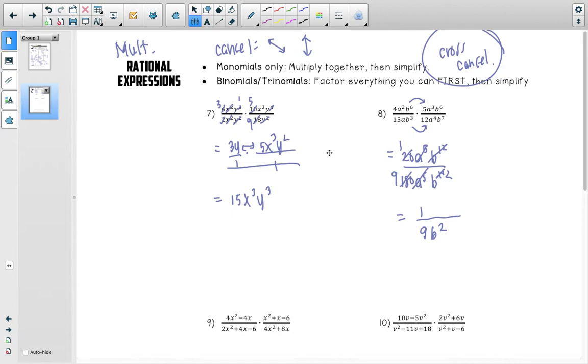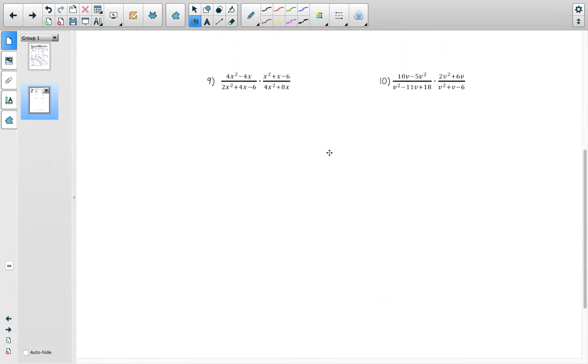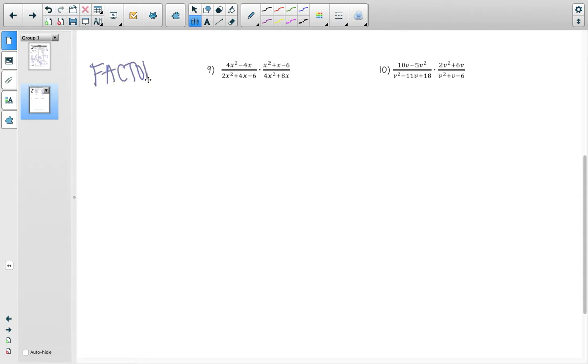Okay, so those aren't too bad. You've done those before in algebra. Now these ones get a little bit more complicated. And basically my best hint is you should always factor on your first step. Okay, and always, always, always look for the greatest common factor.